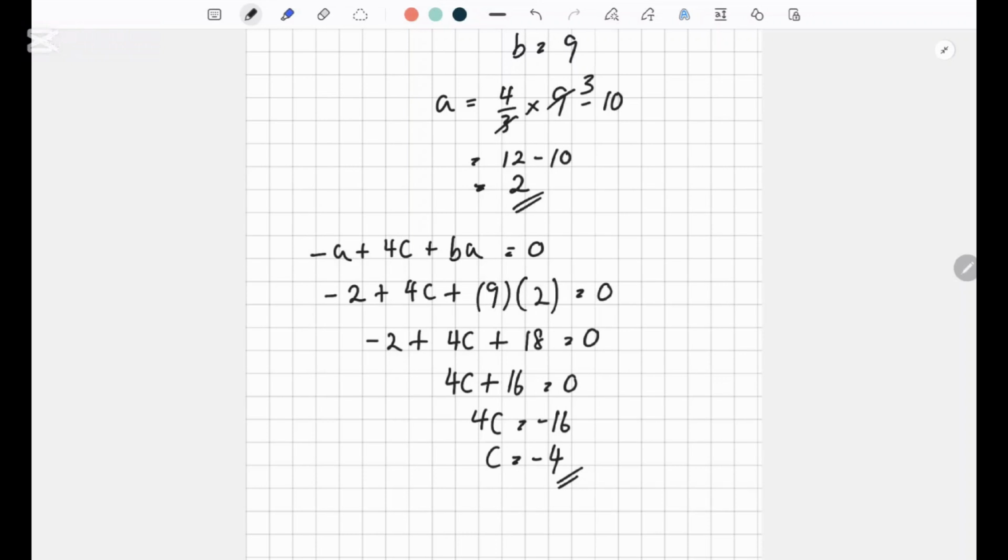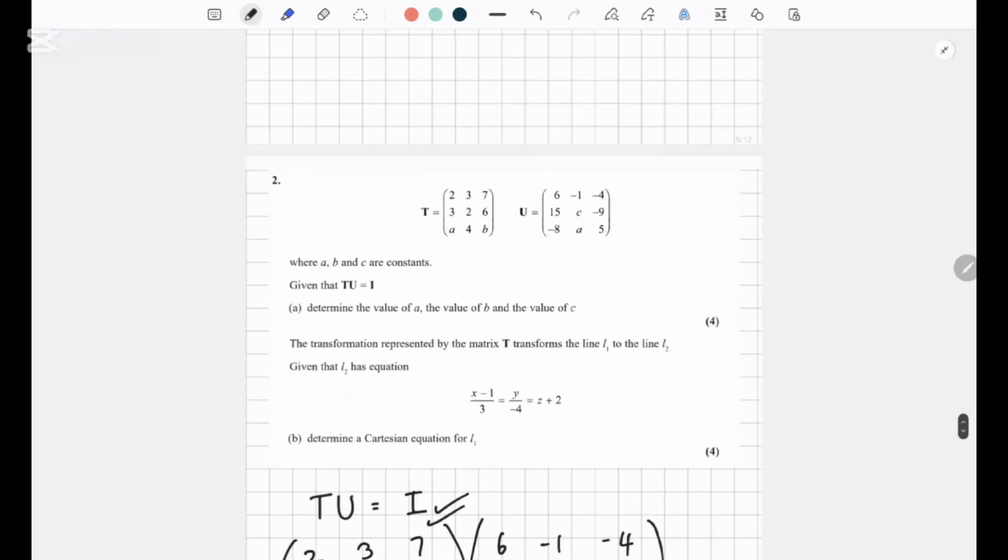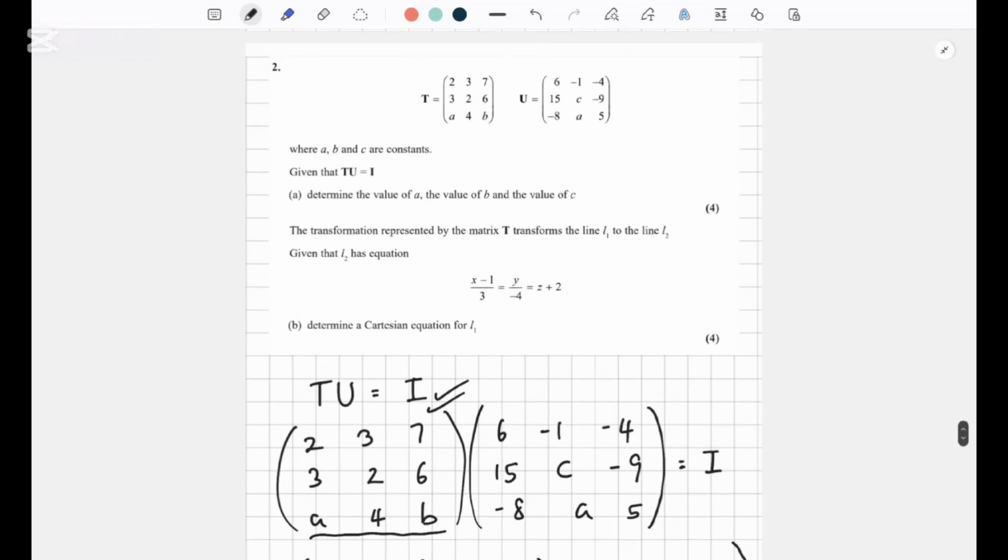Now we have found B and C. That part is done. That was pretty long. Now let's go for part B. Do you see the transformation represented by the matrix T?